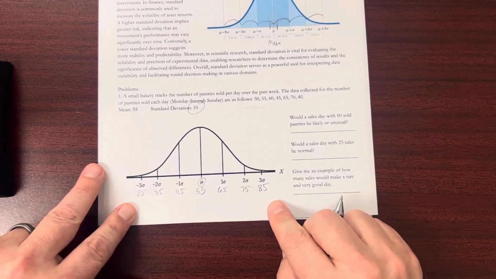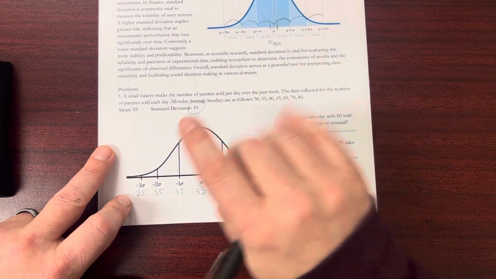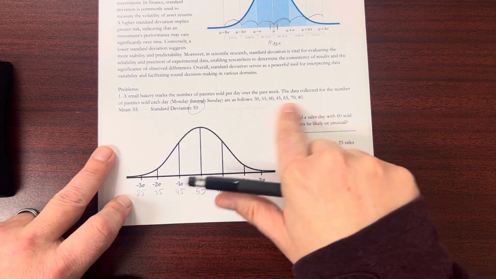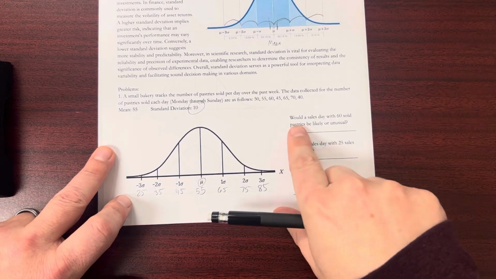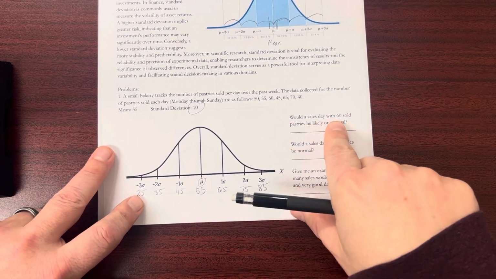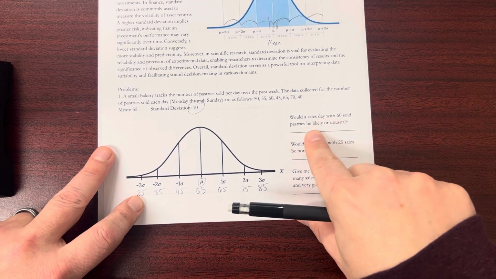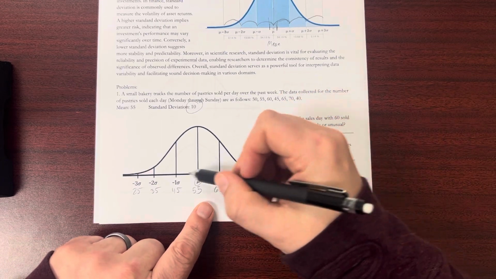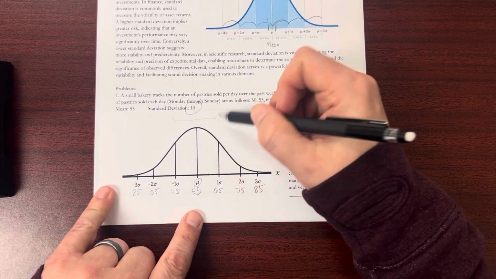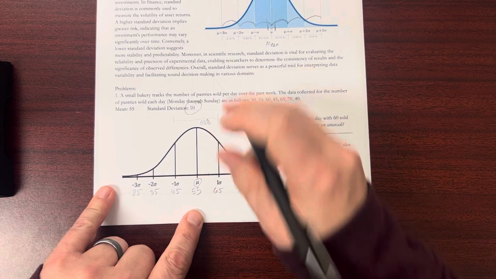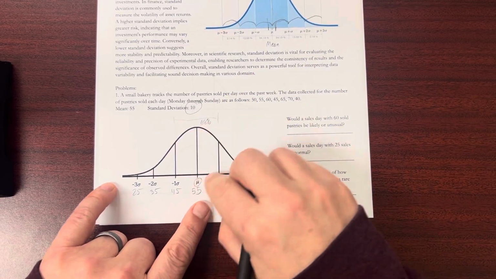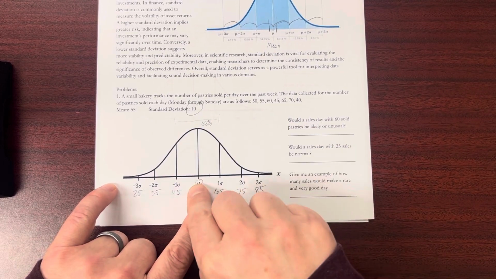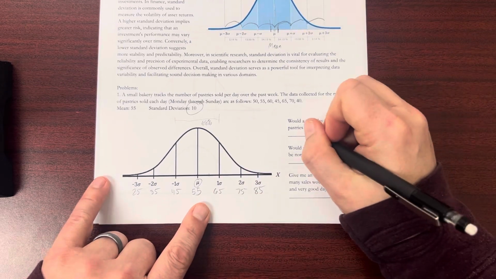Okay. Now, it presents a scenario here where it's tracking Monday through Sunday. Here's how many pastries were sold over the course of the week for each day. Would a sales day with 60 sold pastries be likely or unusual? Well, 60 is right here, and we know that's within our first standard deviation, which is about 68% of our data. So that's pretty likely. That's not an unusual number. 60 would not be an unusual number of pastries to sell because it's within this first standard deviation. So this would be likely.